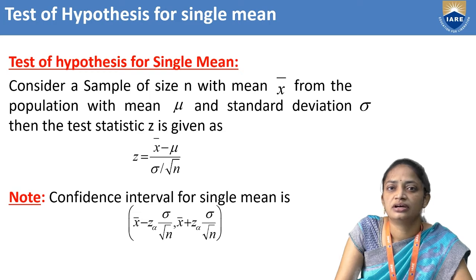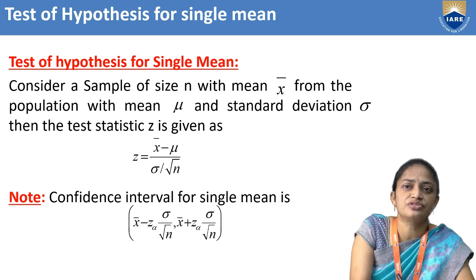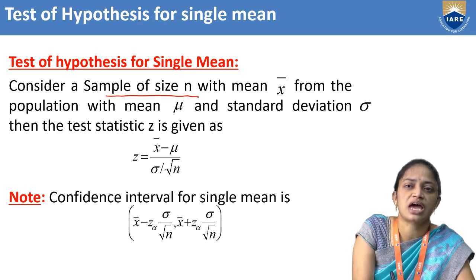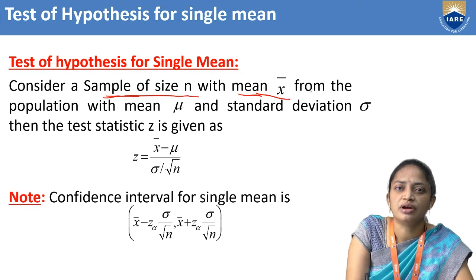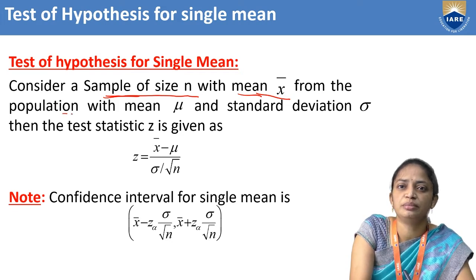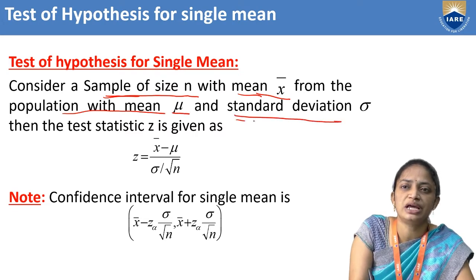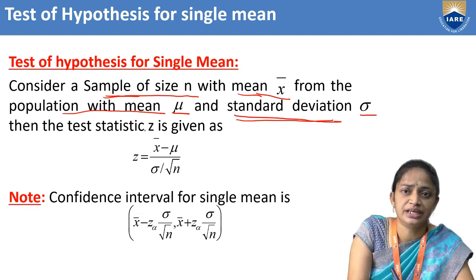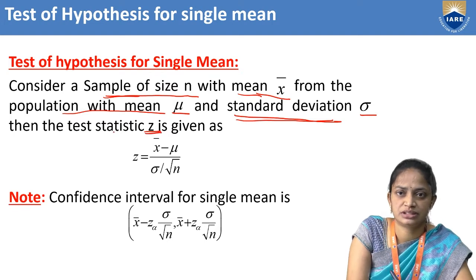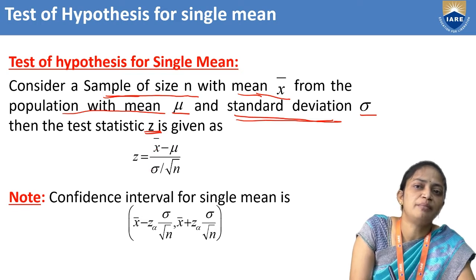So let us check the test of hypothesis for single mean. Consider a sample of size n with mean x bar, that is the sample mean, from the population with mean mu, that is the population mean, and the population standard deviation sigma. Then the test statistic z is given by z equal to x bar minus mu by sigma by root n.